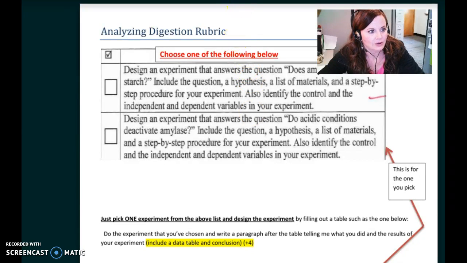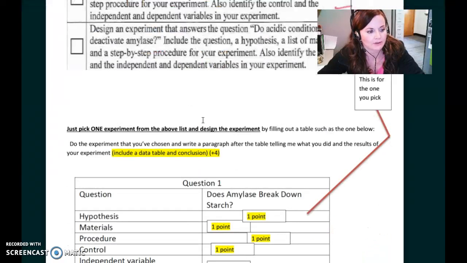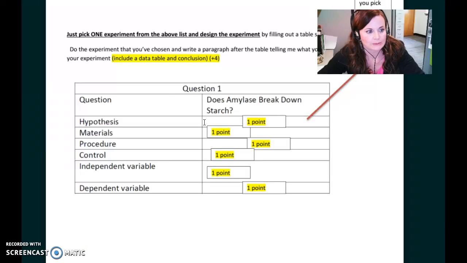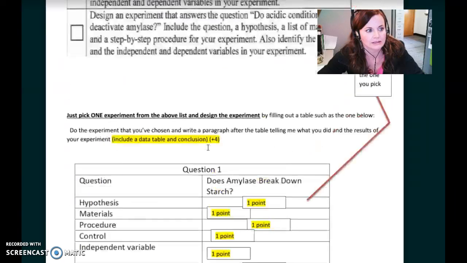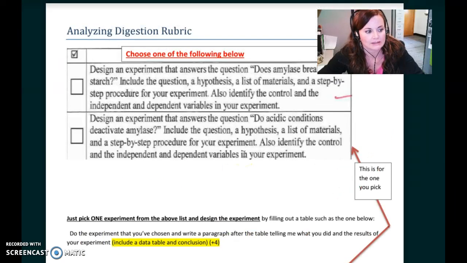And it says you're basically going to be doing just one of these two things here. There's two experiments to pick from. I'm only going to have you do the experiment and fill in a chart like this. That's it. And include a data table and conclusion. And then you'll have all the points necessary.